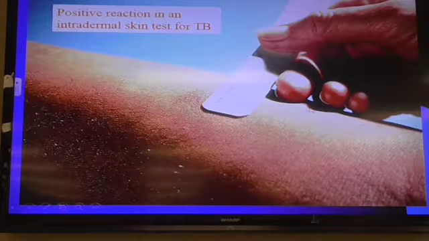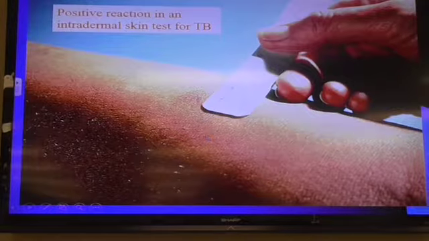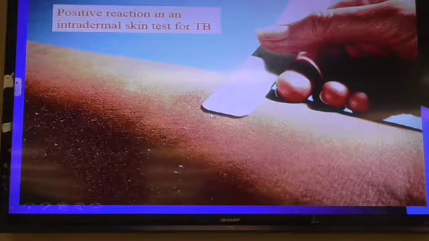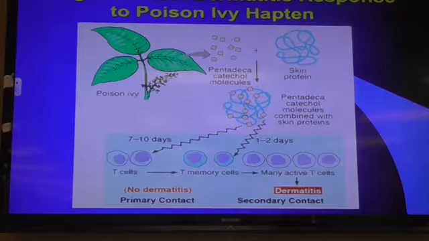Swelling is again due to the accumulation of T lymphocytes, which in turn attract those macrophages to the cell. Poison ivy, again, if you go into the woods, next day you may not see anything, but after 2 days you might see all those rashes. And that again is due to T memory cells.